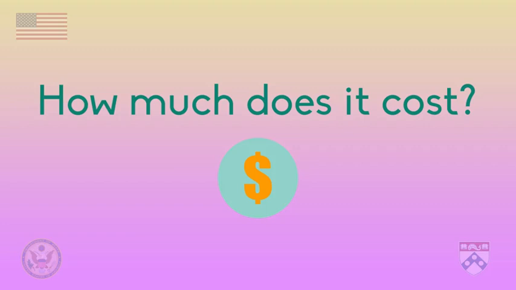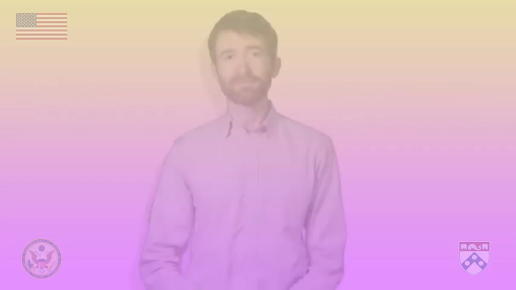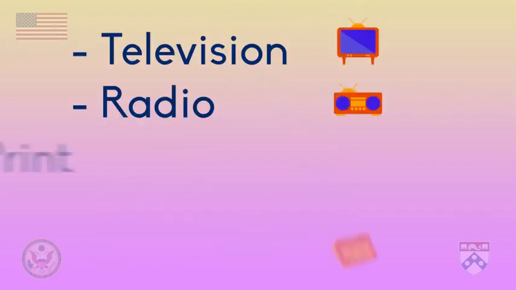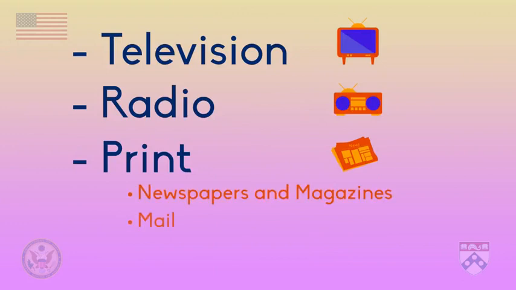So to summarize, traditional media is all the forms of mass media that have been around since before digital technology became popular. Traditional media includes television, radio, print such as newspapers or magazines, mail, and outdoor messages. Next, we're going to discuss social media.